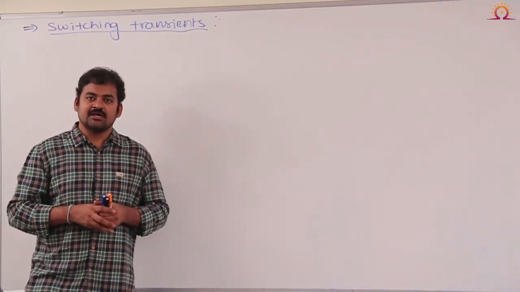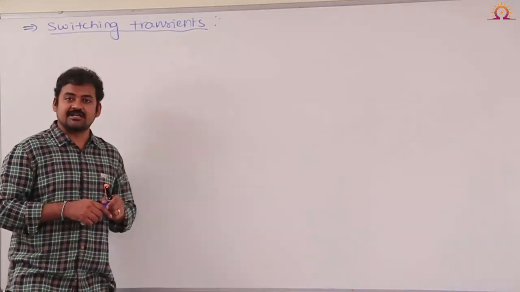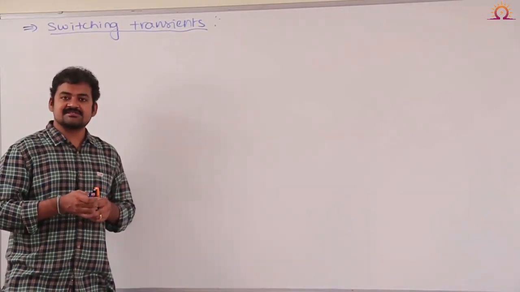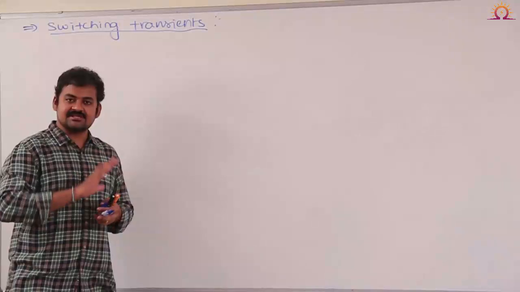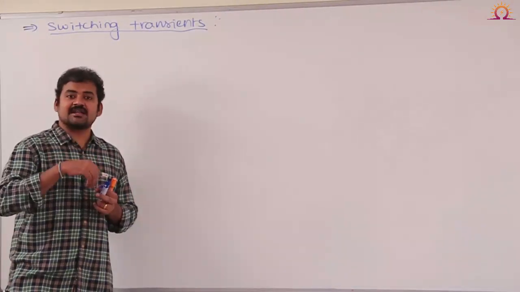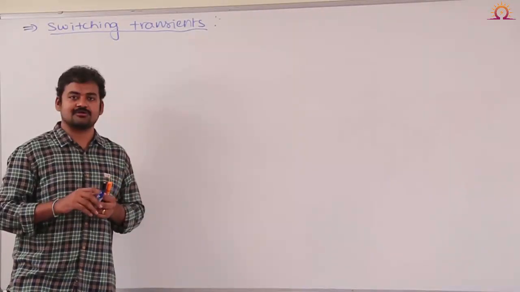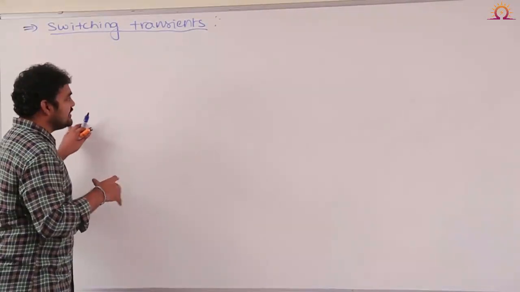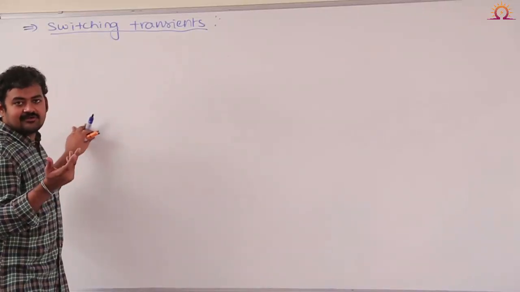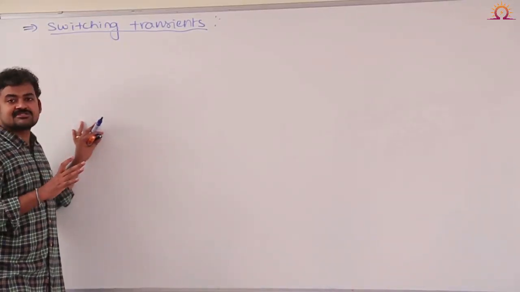That's why I can conclude that a transformer is a highly inductive circuit with small resistance offered by the winding. Therefore, before going to the switching transient discussion in a transformer, first let me discuss a simple RL circuit, because our transformer is also like an RL circuit, and what is the transient current experienced by that RL circuit when you switch it on. This is indirectly a concept related to electrical circuits. In network theory you will study it in more detail, but here we will study it briefly.